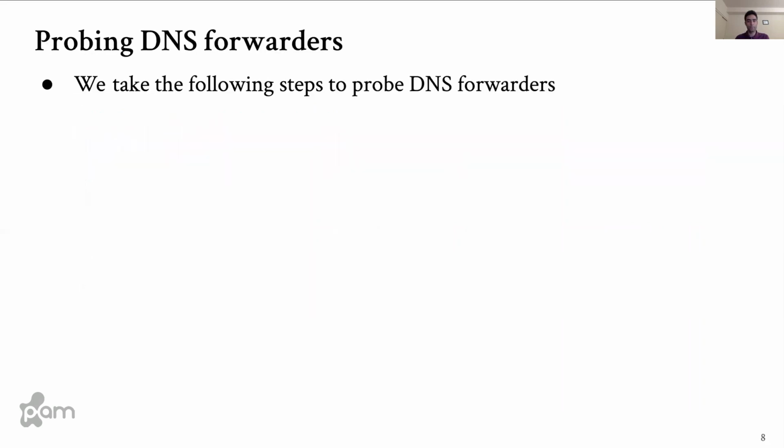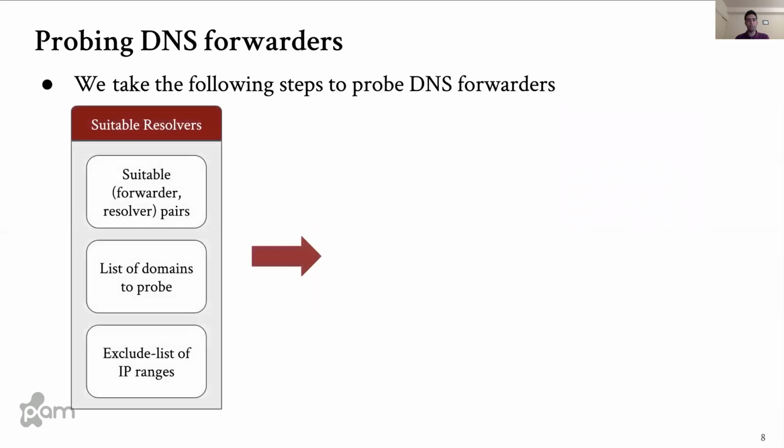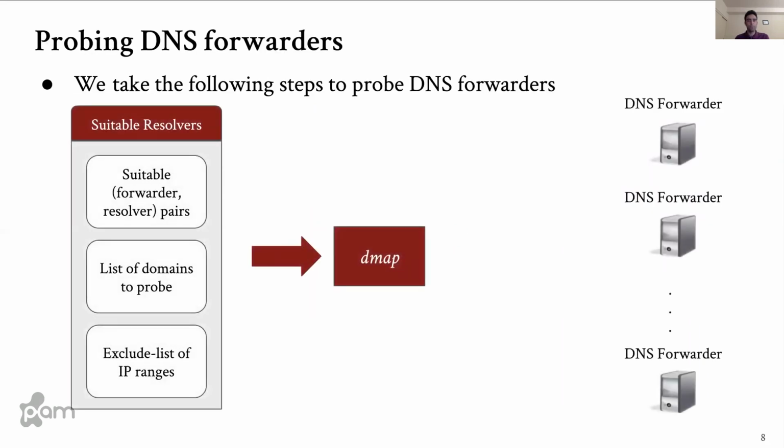cache probing. We developed DMAP using Google's Go Packet library. We provide a set of forwarder resolver pairs, a list of domains, and a list of excluded IP ranges to DMAP. From the set of forwarder resolver pairs, DMAP tries to have two active forwarders for each resolver at any point of time. If a forwarder goes offline or doesn't satisfy the conditions we described before, then DMAP stops using it and activates an additional forwarder that points to the same resolvers.